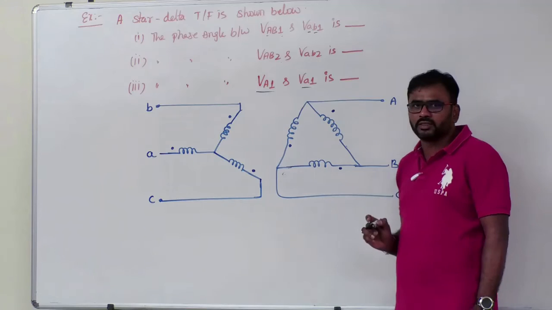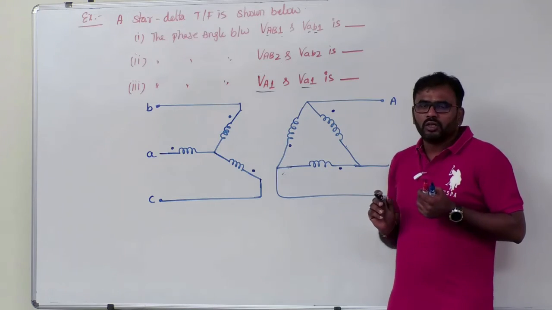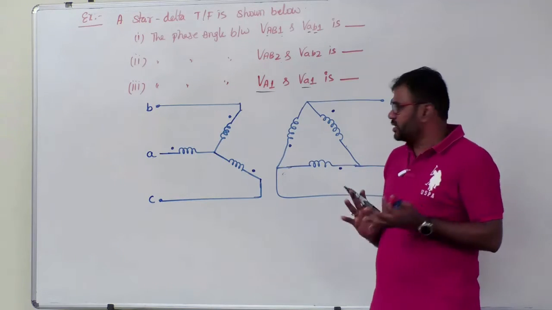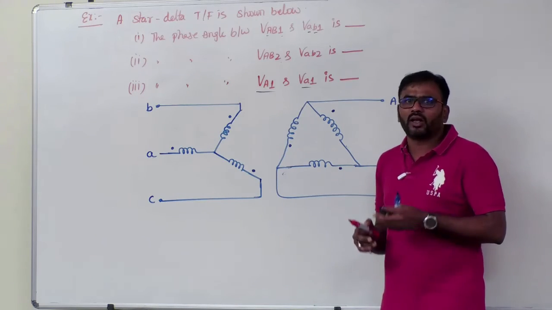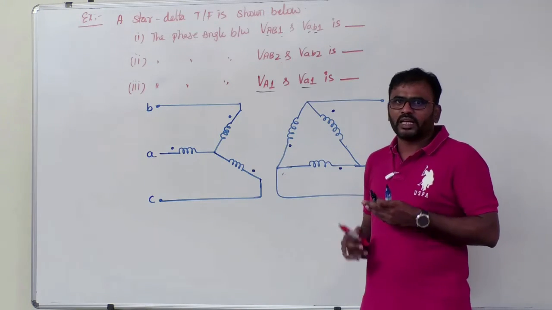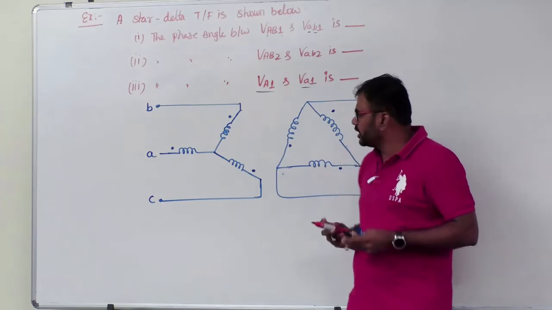So how to approach this? To approach this, the first assumption here is that the windings which are drawn in parallel are on the same limb. That means they are in phase. Have a look here.